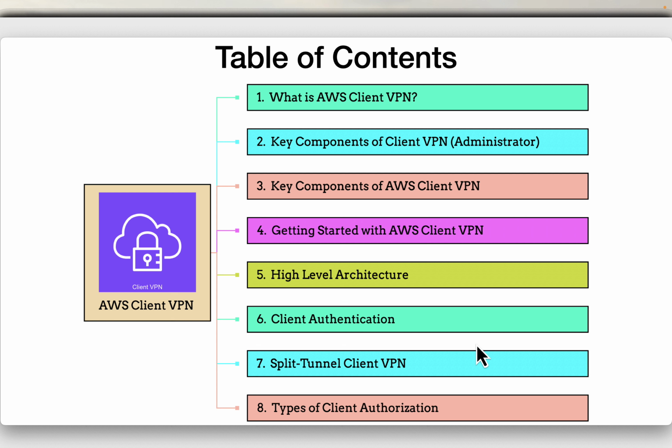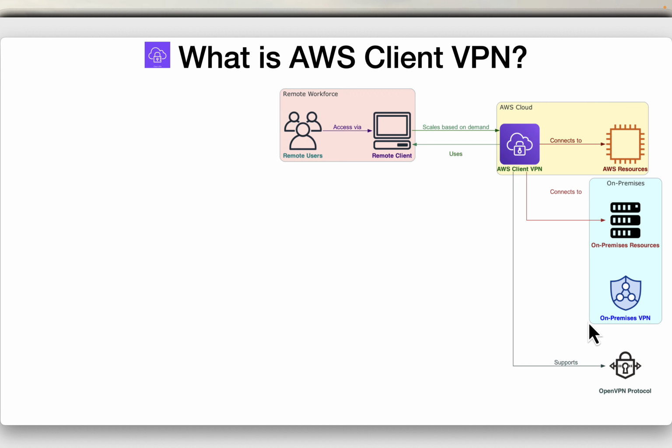So this lecture will contain all these topics. What is AWS Client VPN? Key components of Client VPN for the administrator. Key components of AWS Client VPN for the user. Getting started with AWS Client VPN. High level architecture. Client authentication. Split tunnel Client VPN. And types of client authorization.